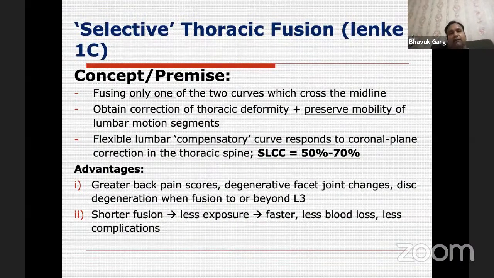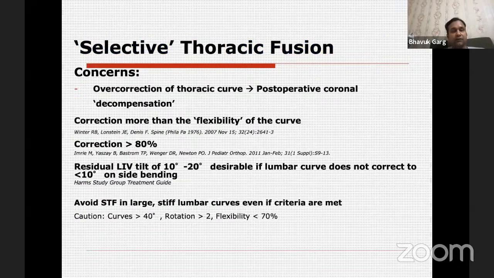Coming to selective thoracic fusion, we all know that we want to fuse as short as possible. It also depends upon the spontaneous lumbar curve correction, which is usually around 50 to 70 percent of the curve. It is also important to recognize that you don't have to over-correct the thoracic curve, because spontaneous lumbar curve correction will not happen beyond 70 percent at the maximum. So correction should not be more than the flexibility of the curve. It is very, very important. The residual LIV tilt you can leave at 10 to 20 degrees if the lumbar curve corrects less than 10 degrees on side bending.